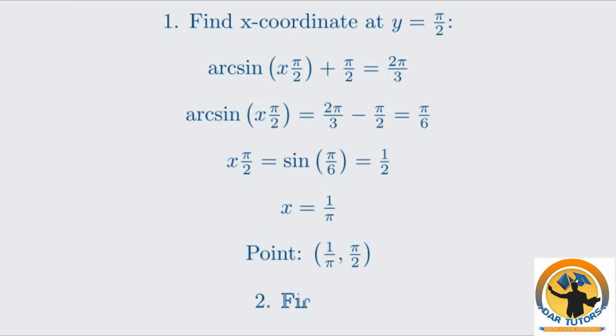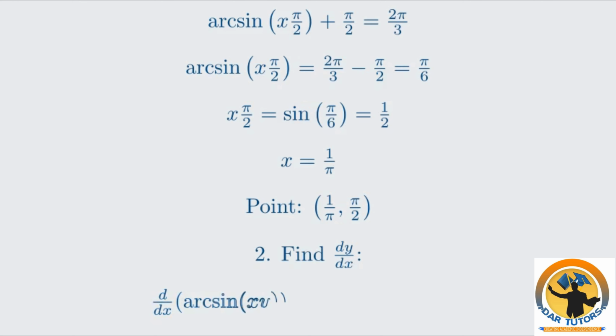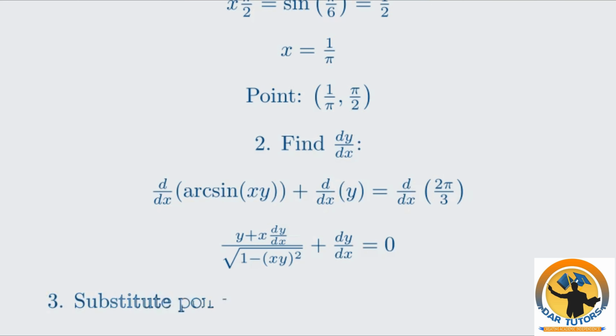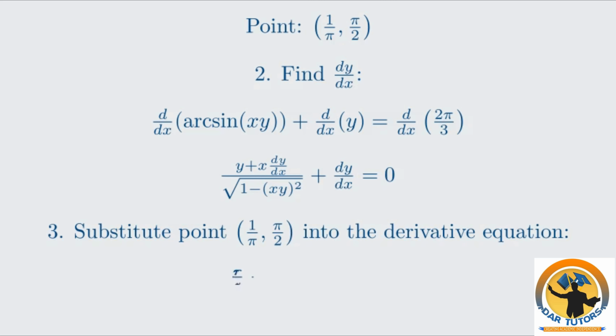Next, we find dy/dx by differentiating the equation implicitly. The derivative of arcsin of u is u prime over the square root of 1 minus u squared. Here u is xy, so u prime is y plus x dy/dx. The derivative of y is dy/dx. The derivative of 2 pi over 3 is 0. This equation looks complicated, but we don't need to solve for dy/dx in general. We can substitute the coordinates of our point, x equals 1 over pi and y equals pi over 2, directly into this equation.